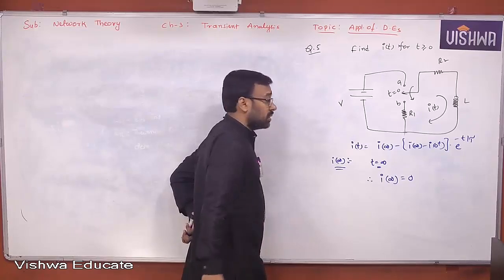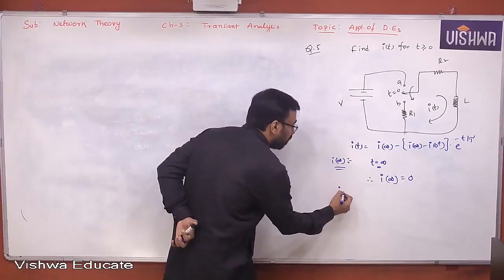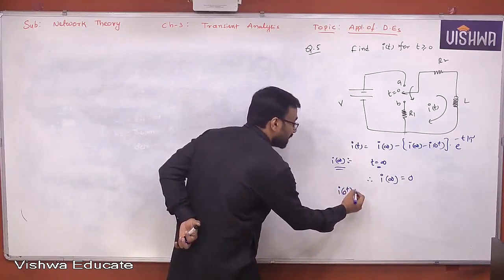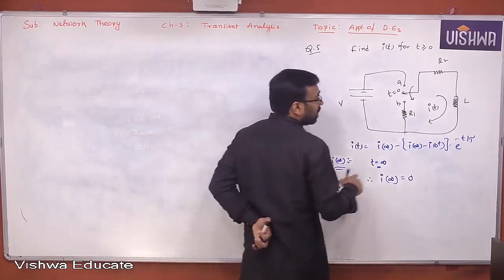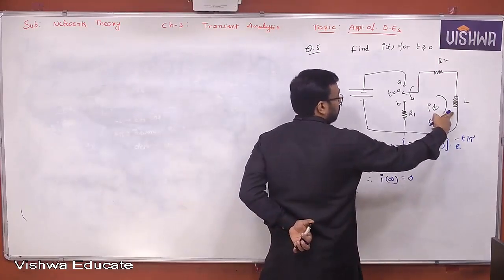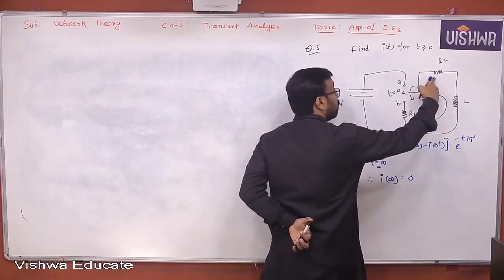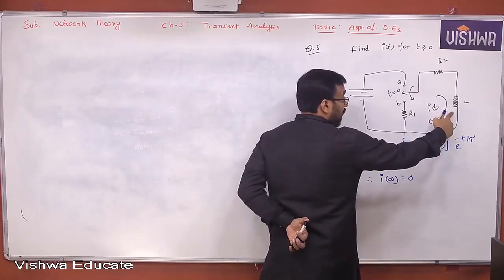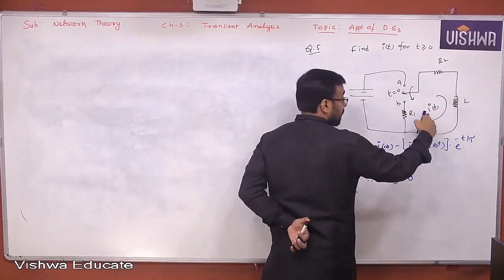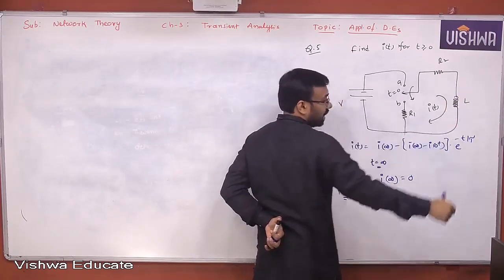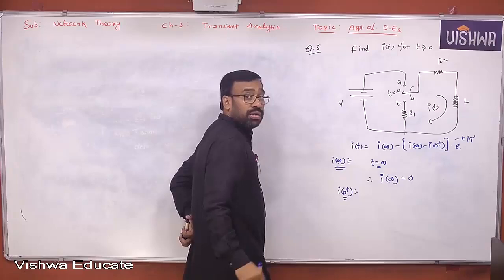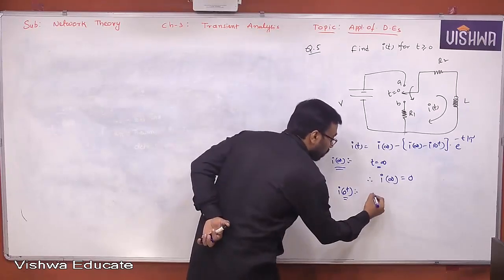Source free response. Now, I of 0 plus is very, very important. 0 plus is always very crucial and critical, I'm telling you. But what is this I? I is the current through the inductor. Not current through the resistor, but current through the inductor. I told you already, as far as current is concerned, the current through the resistor will definitely follow the current through the inductor.